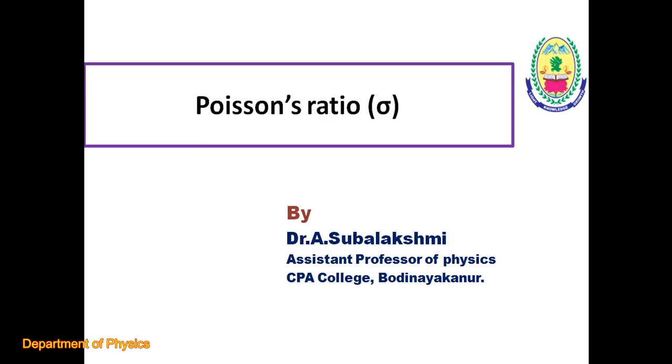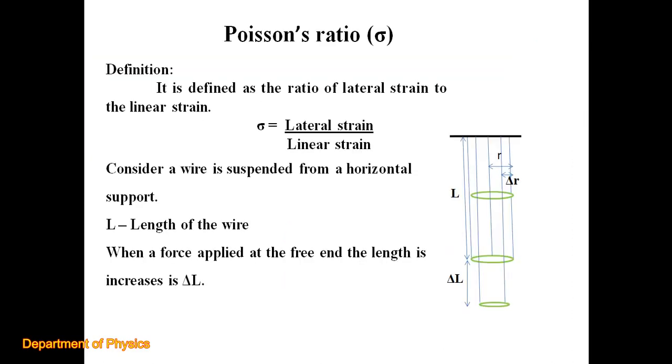We are going to discuss the topic of Poisson ratio. It is represented by the symbol sigma. What is Poisson ratio? The definition of Poisson ratio: it is defined as the ratio of lateral strain to the linear strain. In a common, the side part of the body decreases. That is called Poisson ratio.